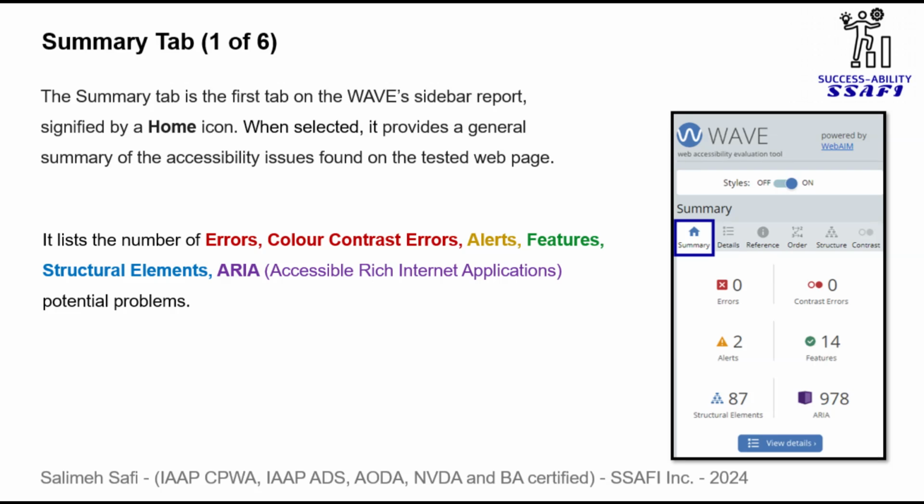The Wave Summary tab categorizes the results of the accessibility evaluation into several key categories. Each category serves a specific purpose in identifying and addressing accessibility issues on a web page. It lists the number of errors, color contrast errors, alerts, features, structural elements, ARIA (accessible rich internet applications), and potential problems.